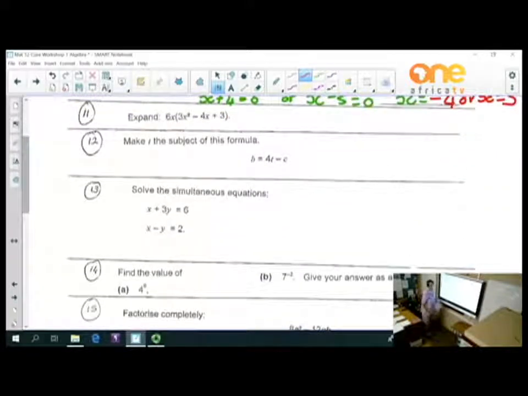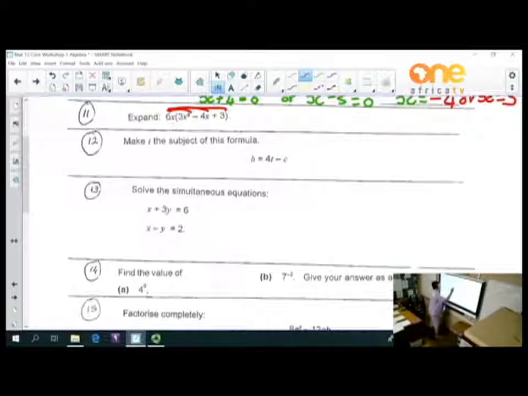Question 11. Expand. Expand is like products. Find the product. Remove the bracket. I like to work with these arrows because otherwise you forget. Each one in the bracket must be multiplied with 6x. Each one. So it's sign, number, letter.